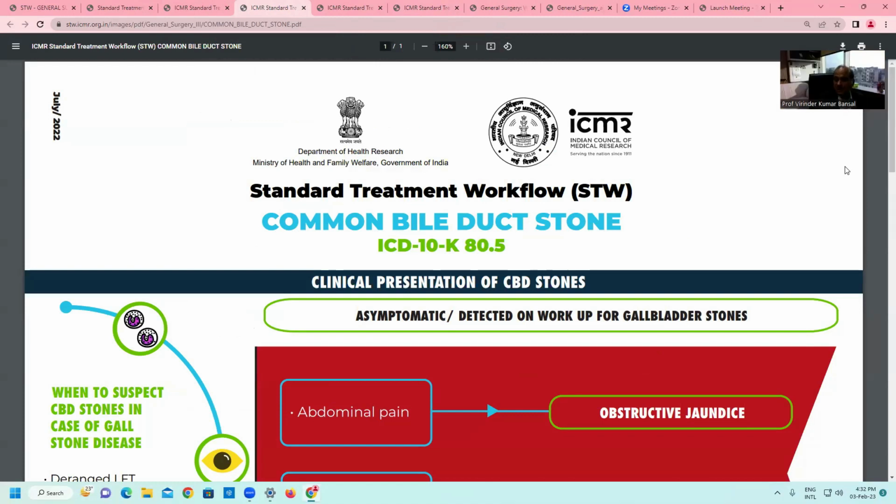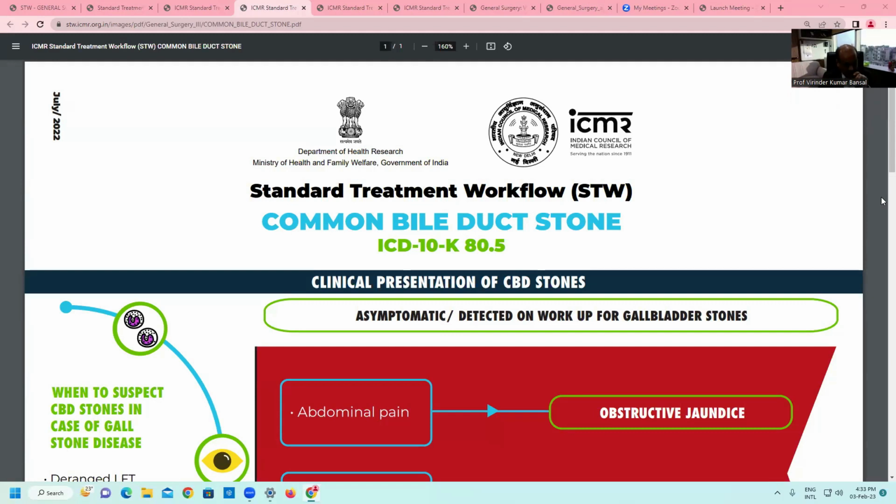As I scan through the list of people who are online, the majority of the participants are surgeons. So I'll not explain what this STW about the common bile duct stones is. I think all of the participants are well aware of the management of common bile duct stones, but I'll just take 2-3 minutes to dwell upon why these standard treatment workflows were made and what was the purpose of ICMR behind them.